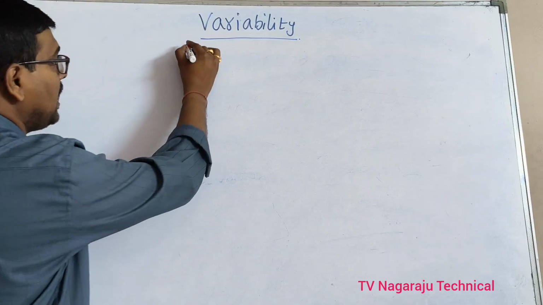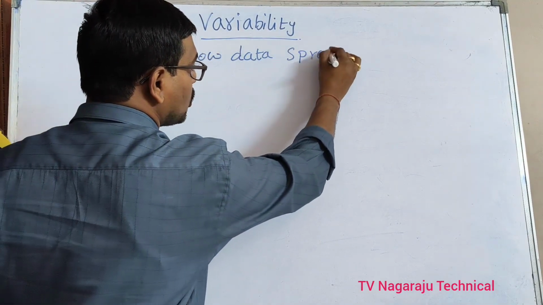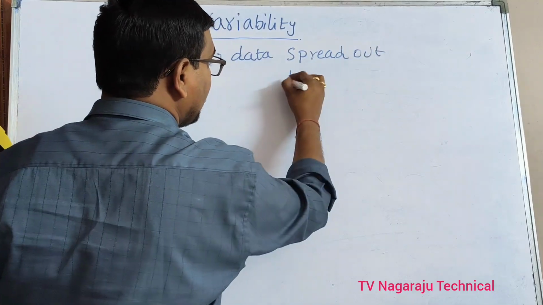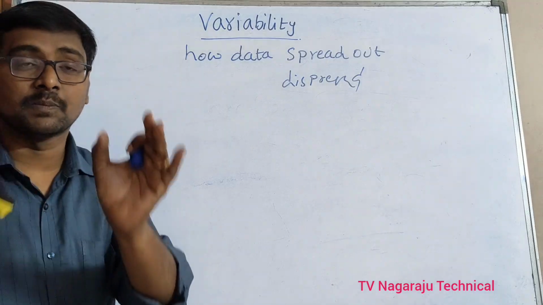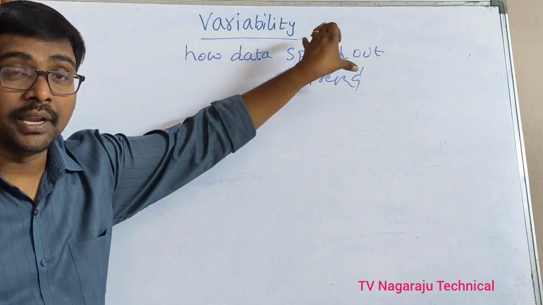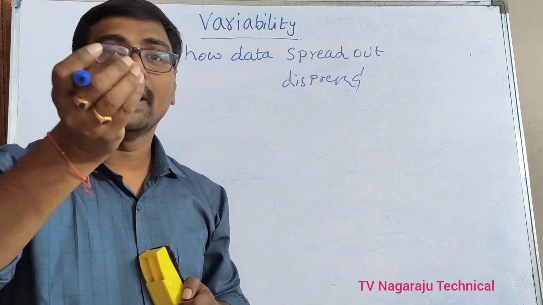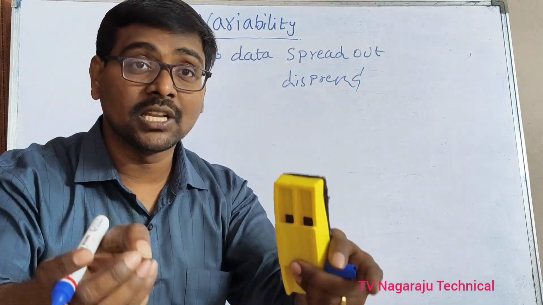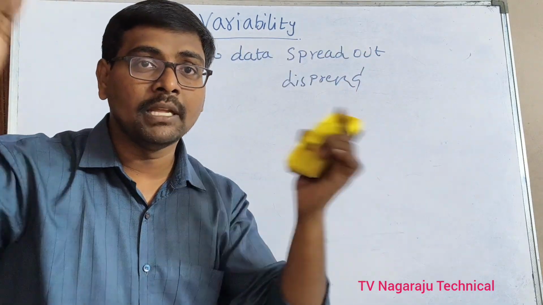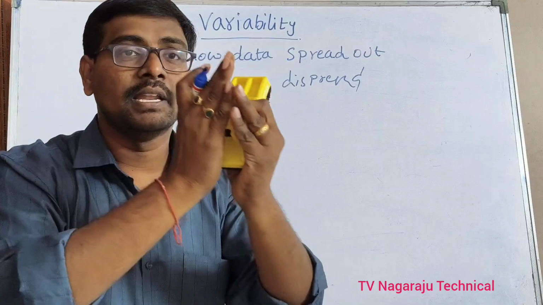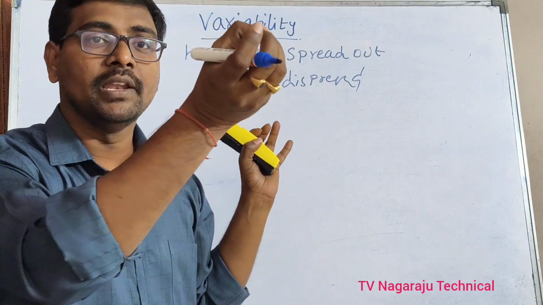Simply, variability measures how the data is spread out or dispersed, whatever the meaning. That is variability. Remember, if you understand the concept of variability, then you can understand the data's consistency or inconsistency. The higher the spread of the data, the more variability. That is, the data is spread over a large space. Obviously, it has more variability.